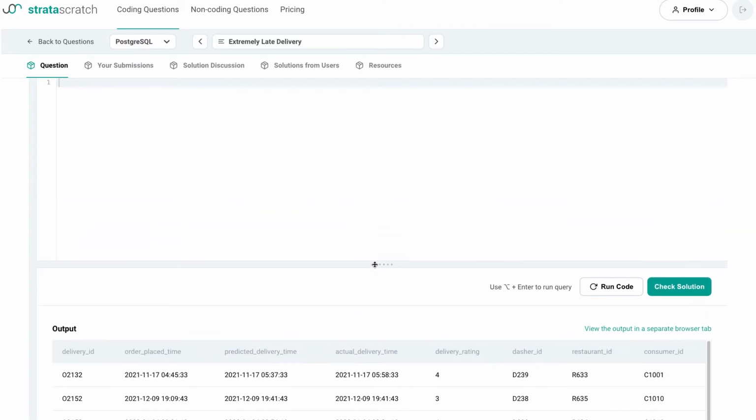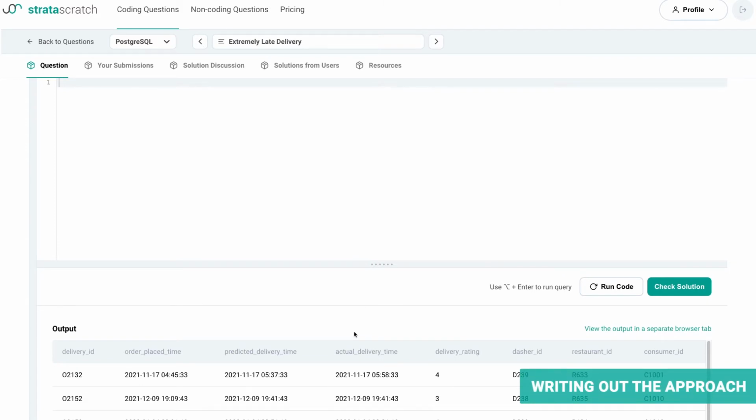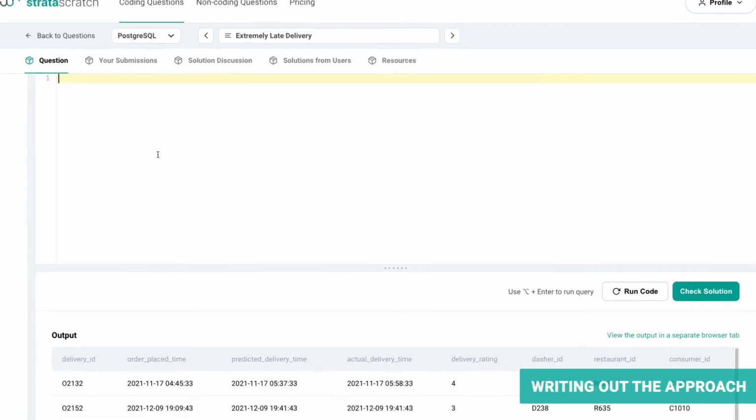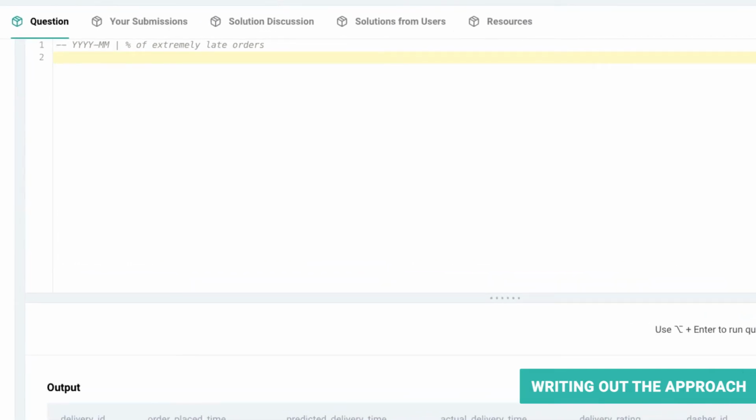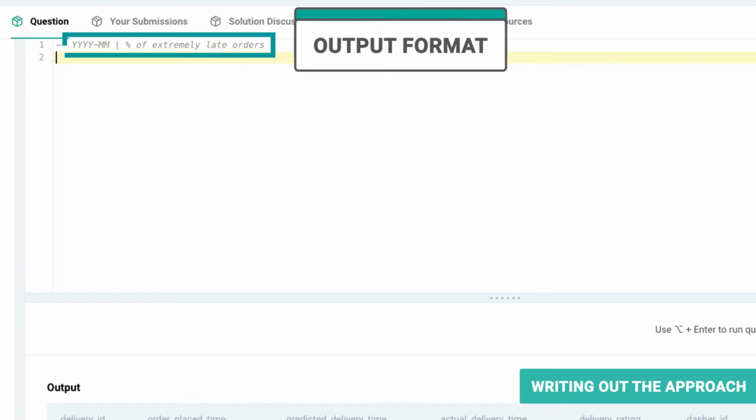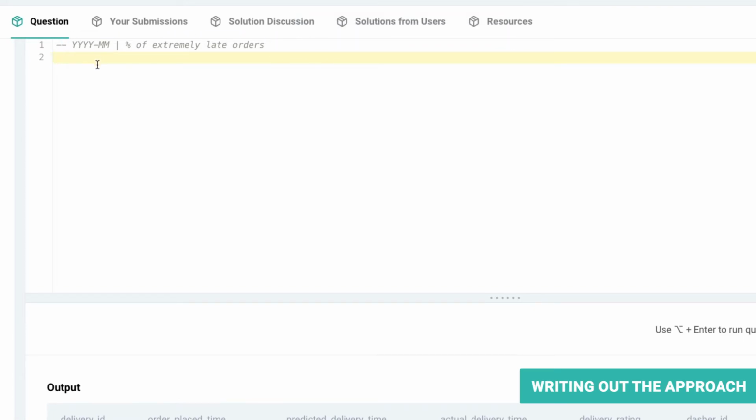Now, let's unpack what's required to get to the target output table. The question asks us to show the proportion of extremely late orders for each month. So in particular, our output should look something like this. So here we have to extract the month and year information from the order place time column. And looking at the percentage of extremely late orders, we would need to calculate the total number of late orders and the total number of orders for every month.